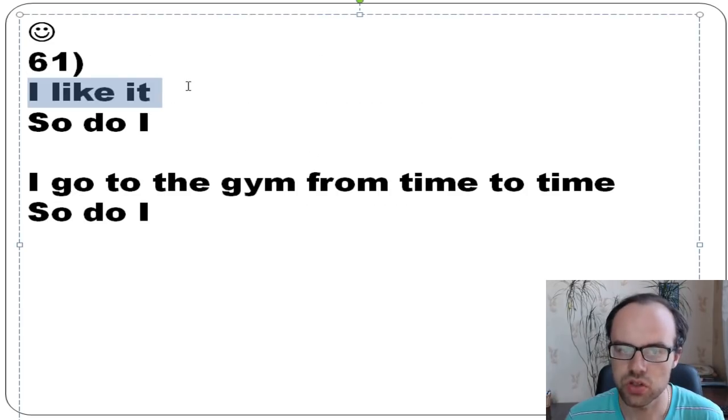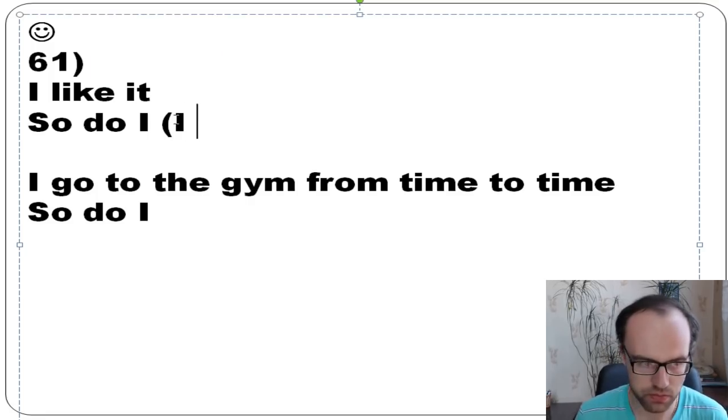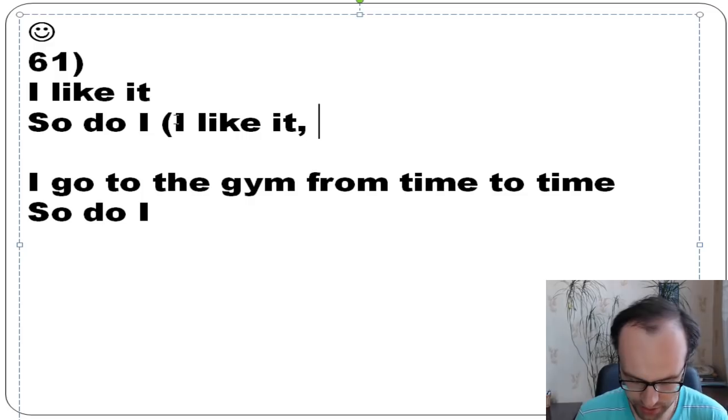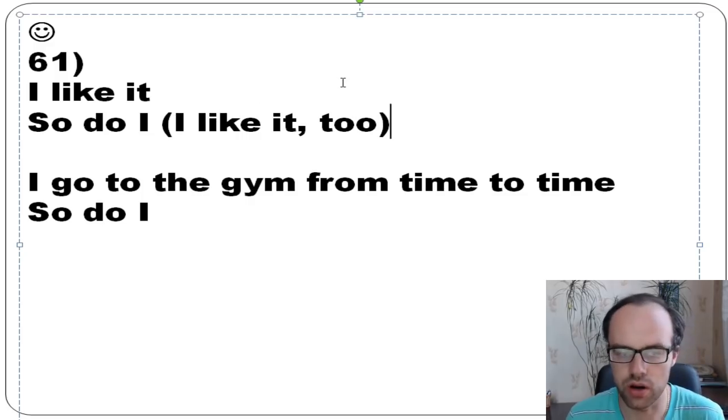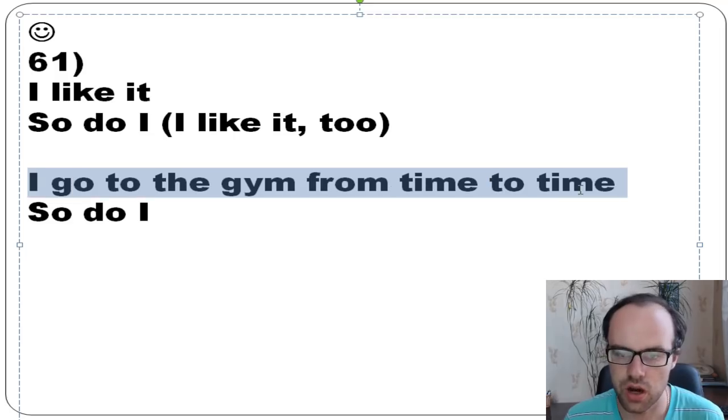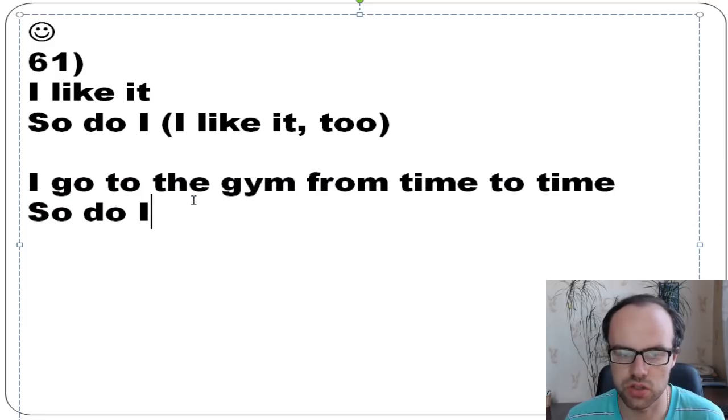Well, next. One more structure. I like it. So do I. It means I like it too. It's quite common in English conversations. I go to the gym from time to time. So do I. It means I do it too. So I also go there.